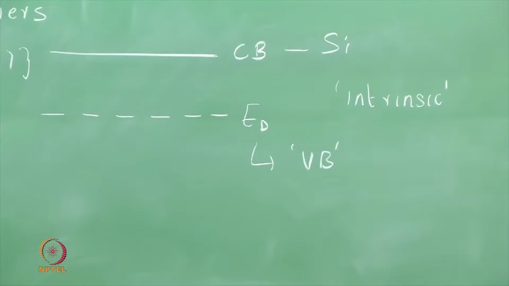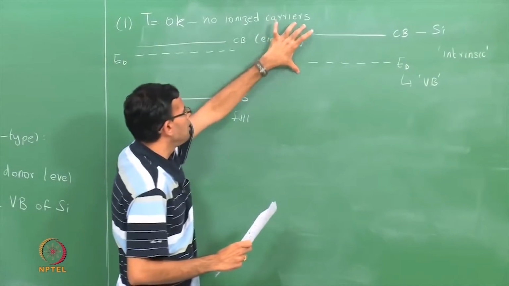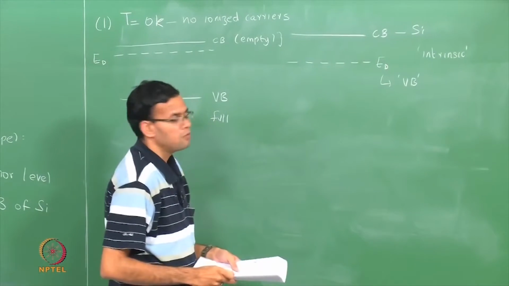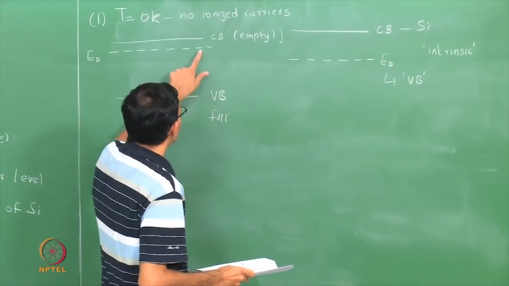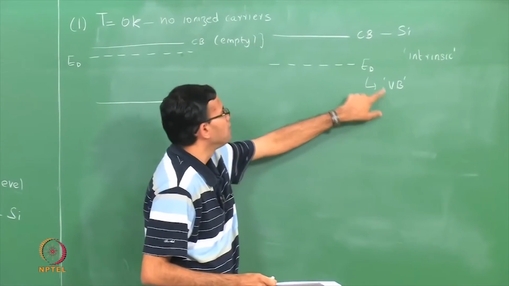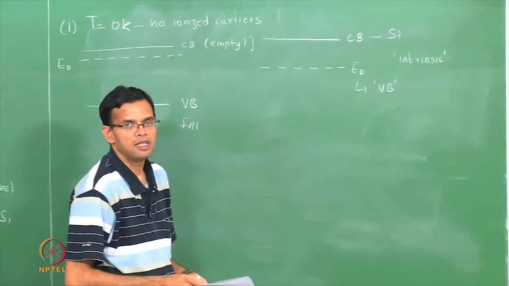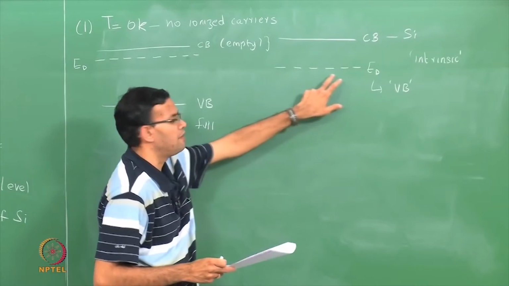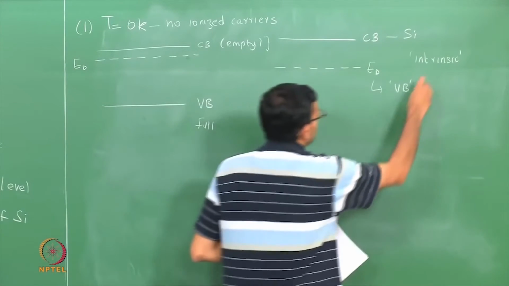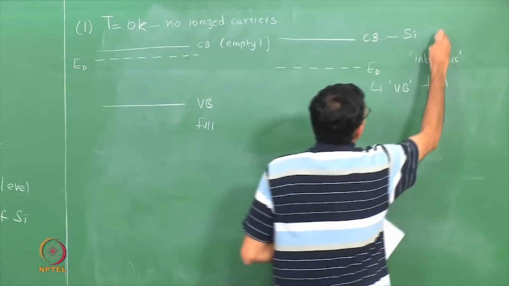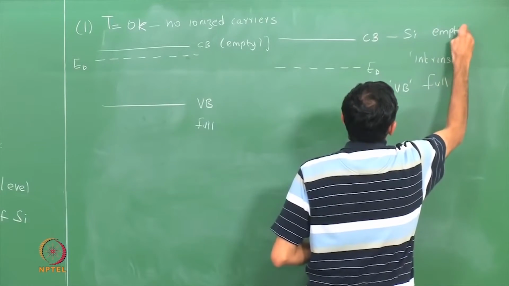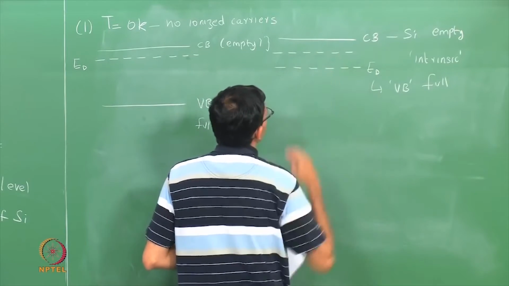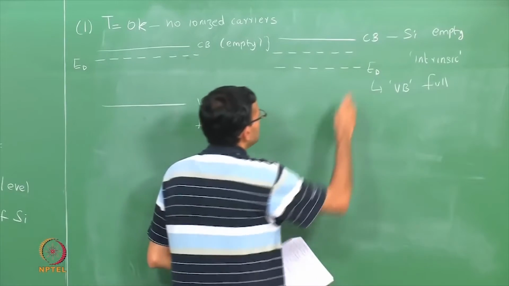So, all I have done is just expand this portion here and take it to be an intrinsic semiconductor with the donor level being the valence band and Cb being the conduction band of silicon. At 0 Kelvin you have a donor level that is completely full, you have a conduction band that is empty, and then you will have your Fermi level in between the conduction band and the donor level.